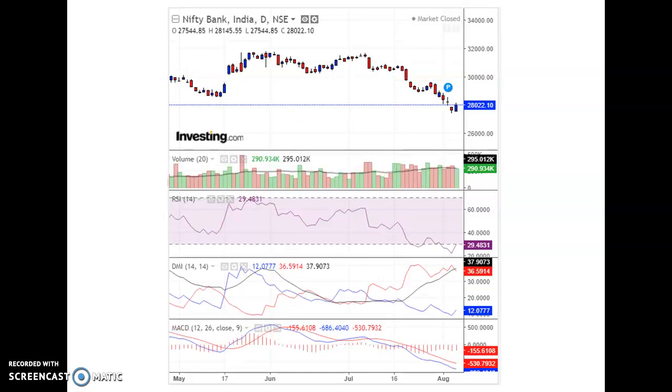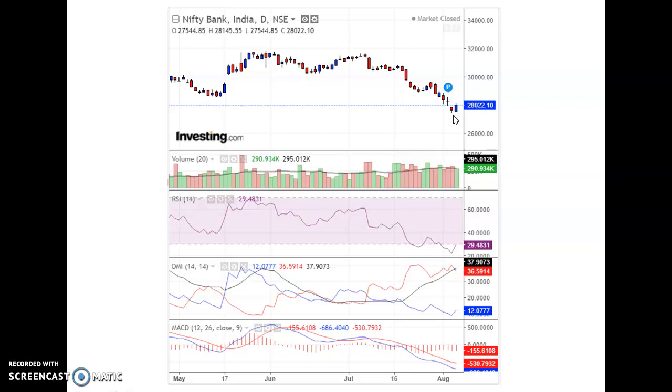Now moving on to the next slide, the Bank Nifty. On August 5th, the Bank Nifty also formed a hammer kind of pattern, and today it forms a bullish candle, and the two-candlestick pattern is closely a bullish engulfing kind of pattern. Bank Nifty closed at 28,022.1, almost up by 374 points on August 6th.